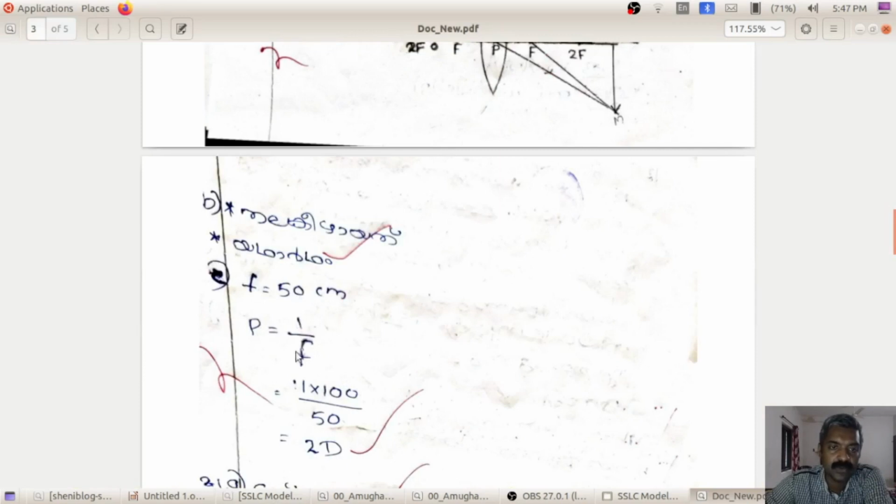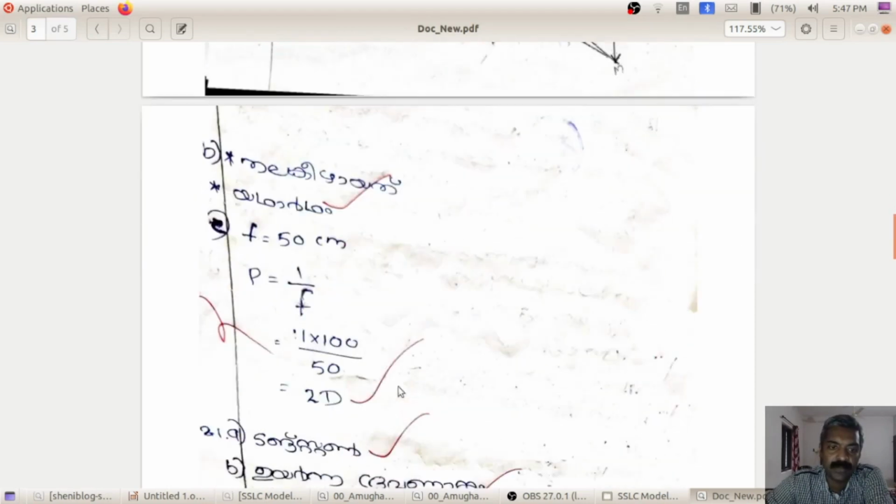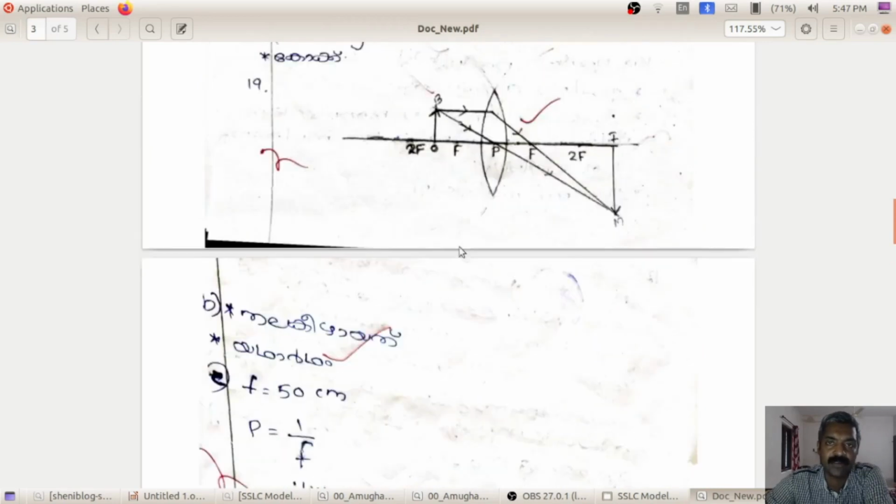Power is equal to 1 by F. So 1 by 50. Here 50 is in centimeter. We shall convert it into meter, so multiply this one with 100. So 100 by 50 is equal to 2 diopter. The focal length is positive, so the power also is positive. So plus 2 diopter is the power of this lens.